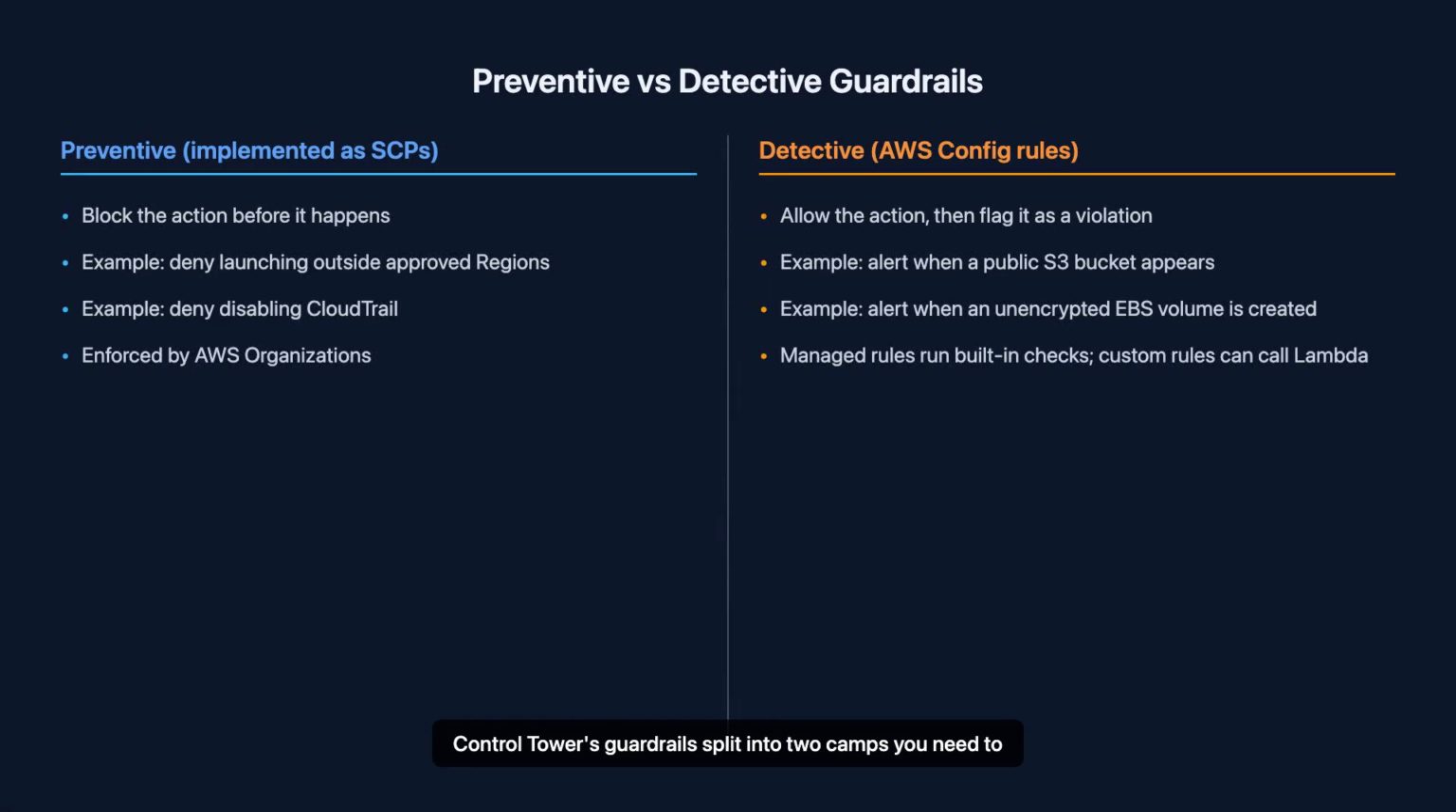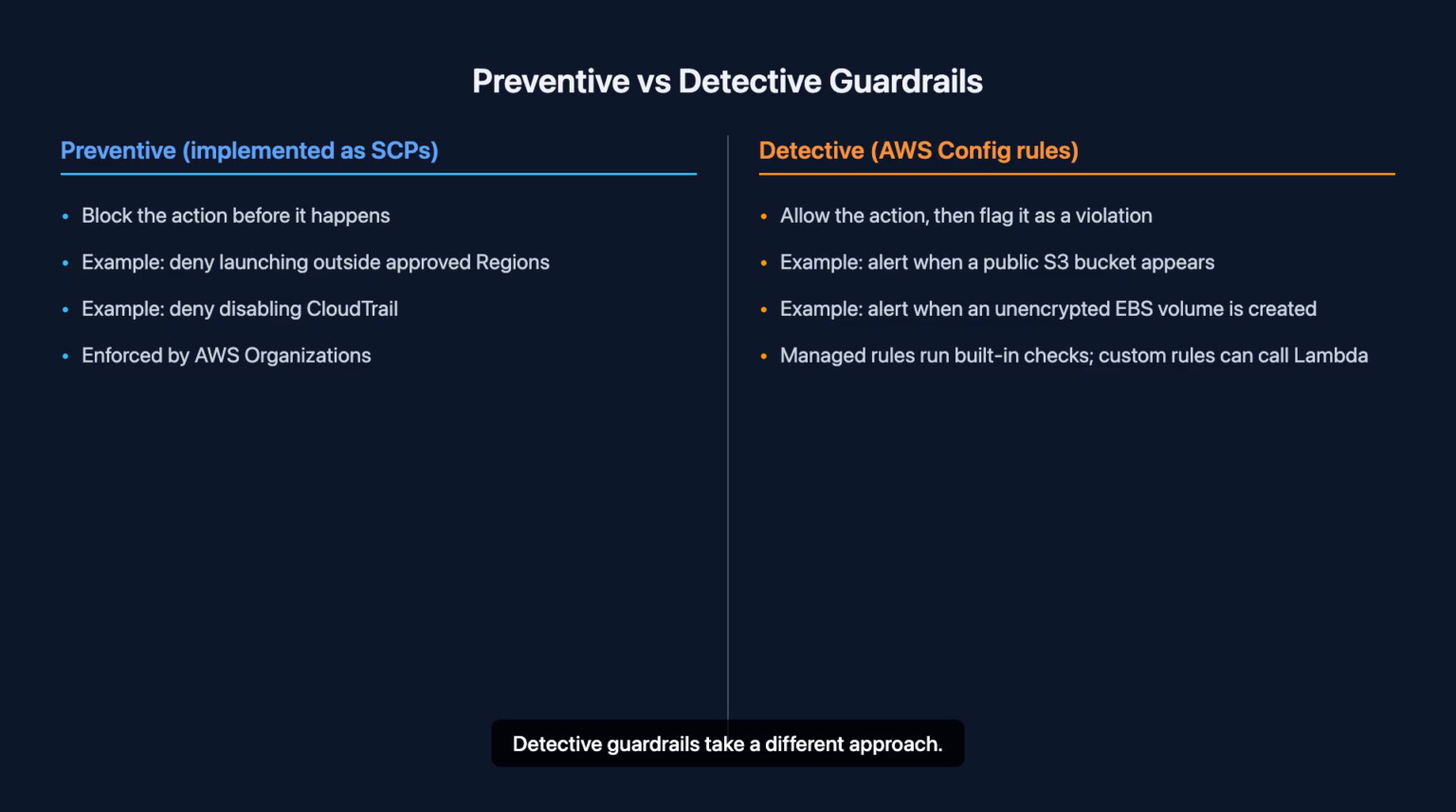Control Tower's guardrails split into 2 camps you need to keep separate. Preventive guardrails block the action before it happens, like denying any launch outside approved regions, or denying anyone from disabling CloudTrail. Under the hood, these are implemented as SCPs enforced by Amazon Web Services Organizations.